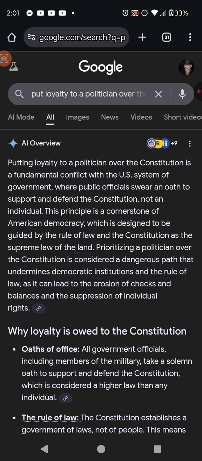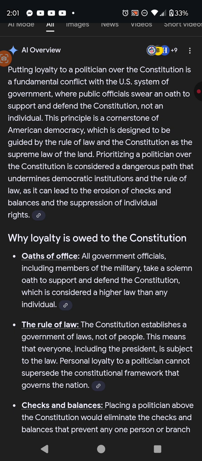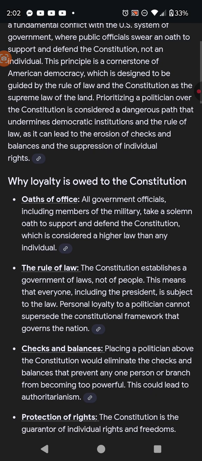Putting loyalty to a politician over the Constitution is a fundamental conflict with the U.S. system of government, in which public officials swear an oath to support and defend the Constitution, not an individual. This principle is the cornerstone of American democracy, which is designed to be guided by the rule of law and the Constitution as supreme law of the land. Prioritizing a politician over the Constitution is considered a dangerous path that undermines democratic institutions and the rule of law, as it can lead to the erosion of checks and balances and the suppression of individual rights.